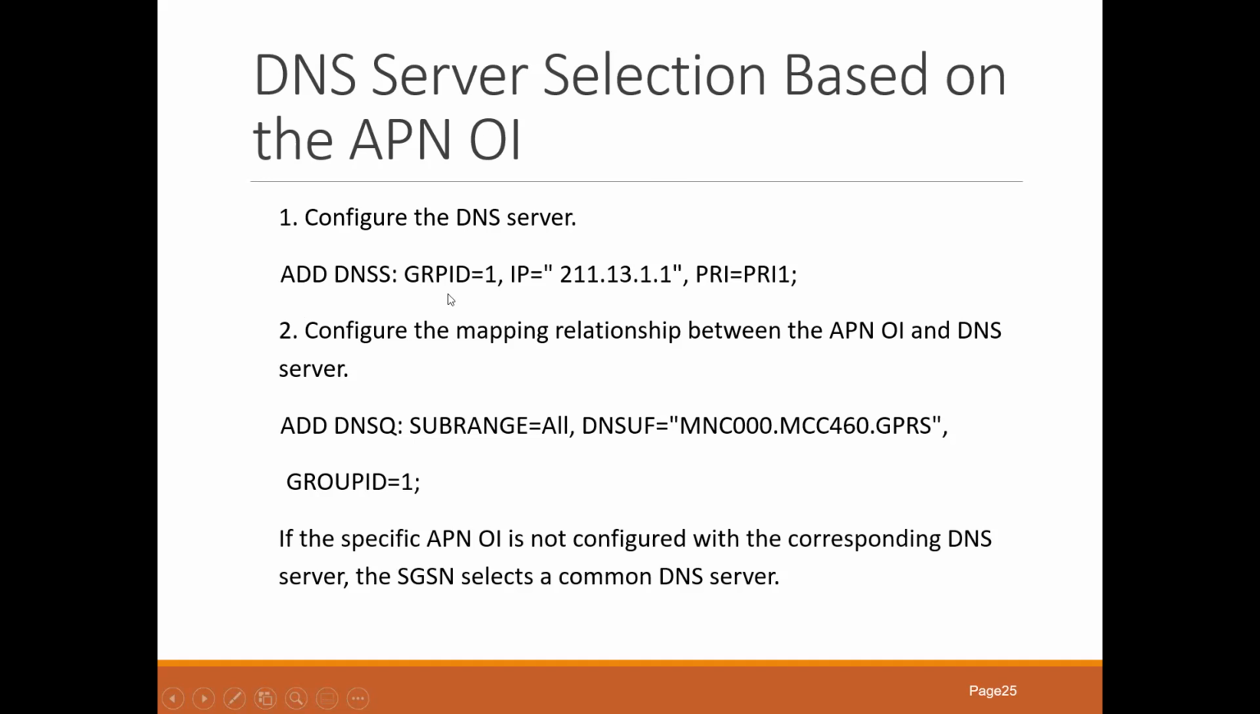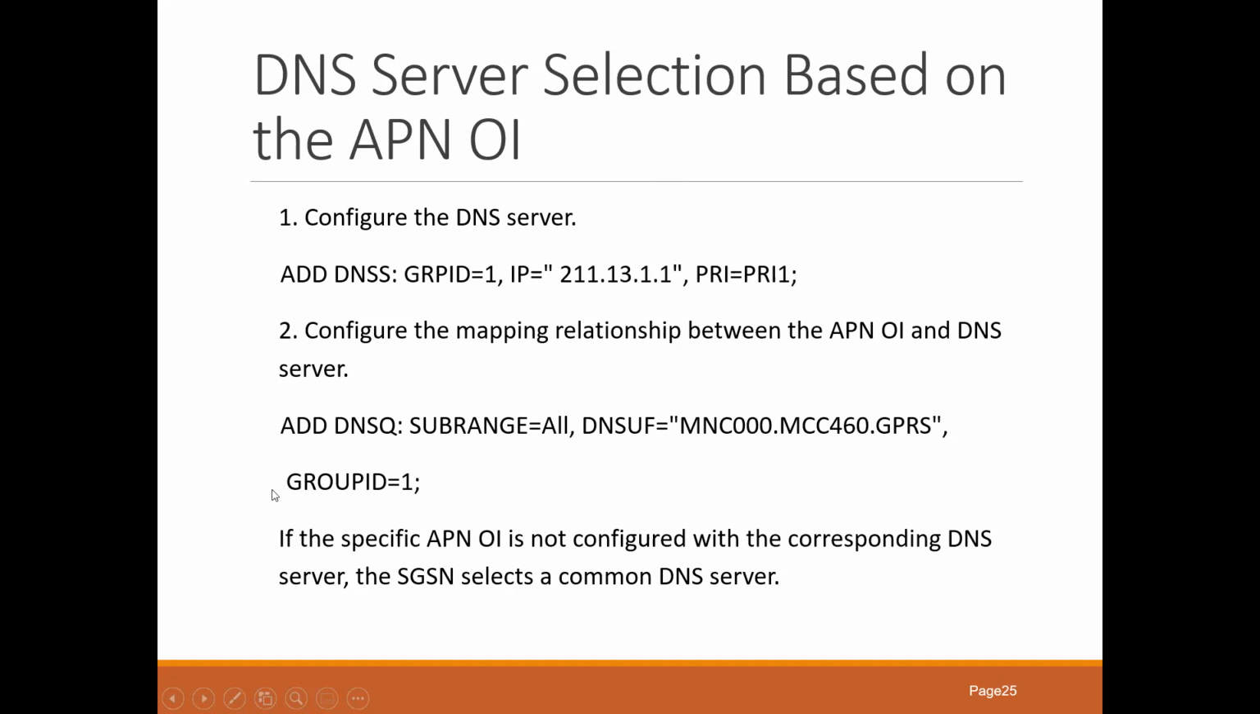You add a DNS server. You specify a group ID and you specify an IP address in this. In one group ID, you can have multiple IPs, and they can have a different priority as well. And then you can play with this priority as well. Like you can assign one IP address a higher priority and the other IP address a different priority as well. Configure the mapping between the APN OI and DNS server.